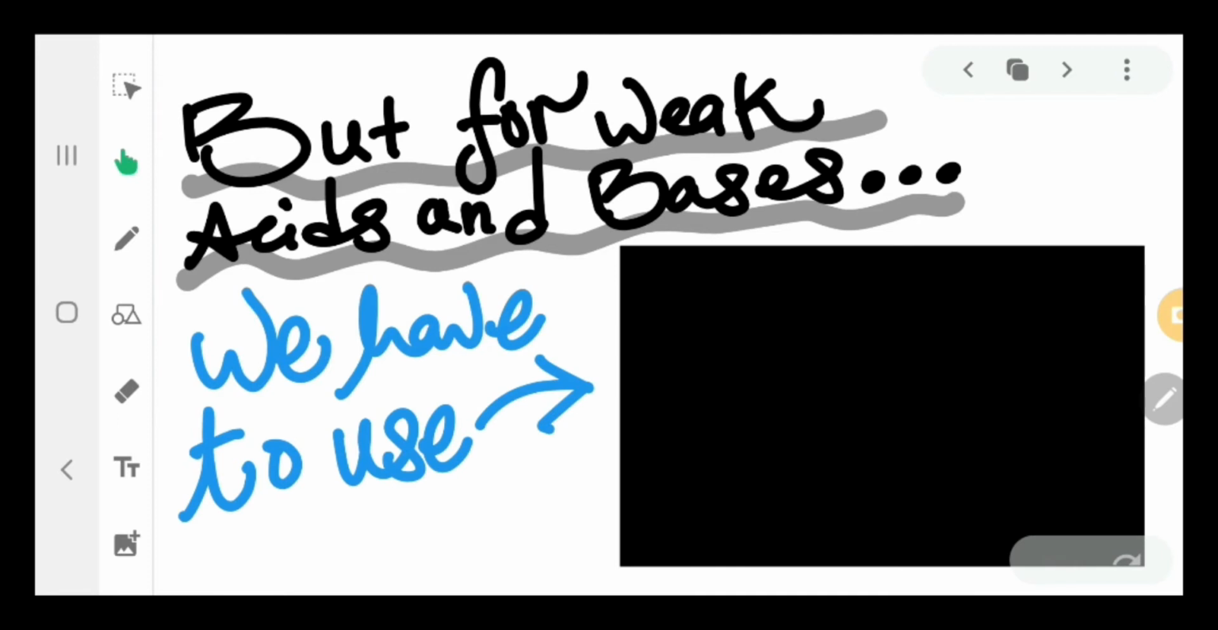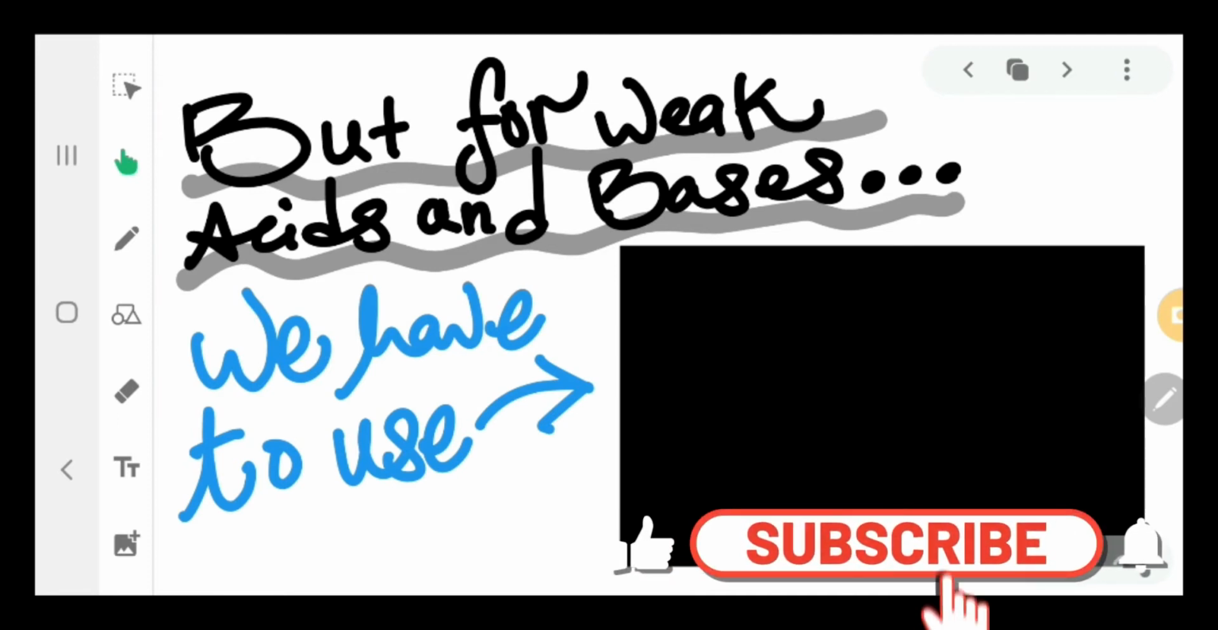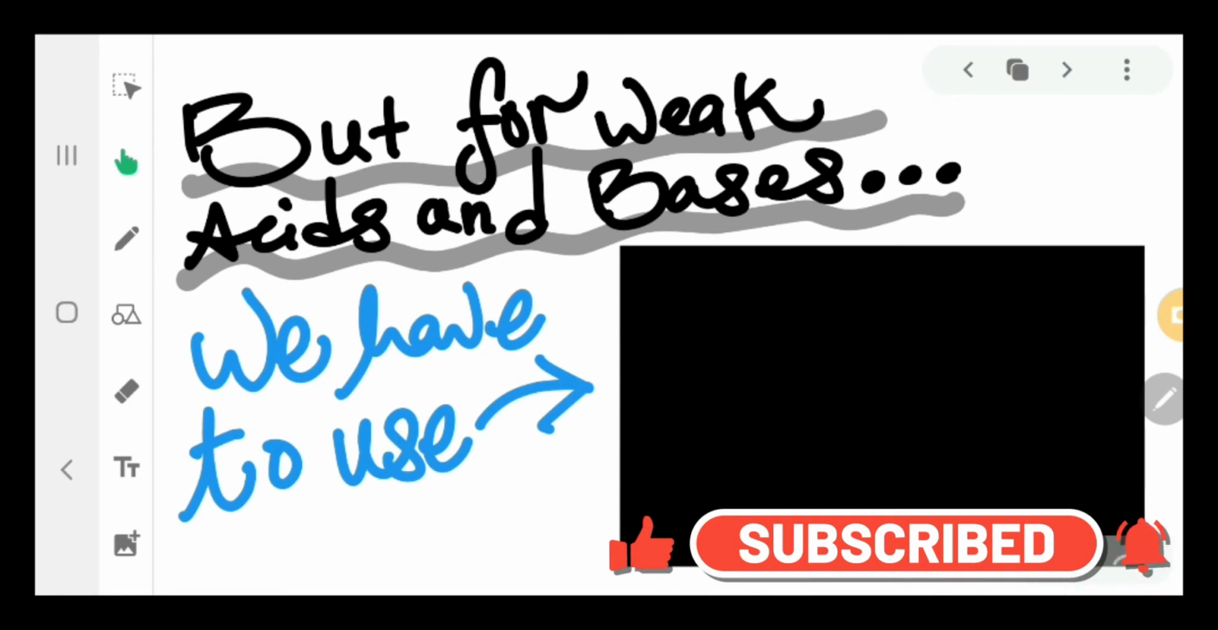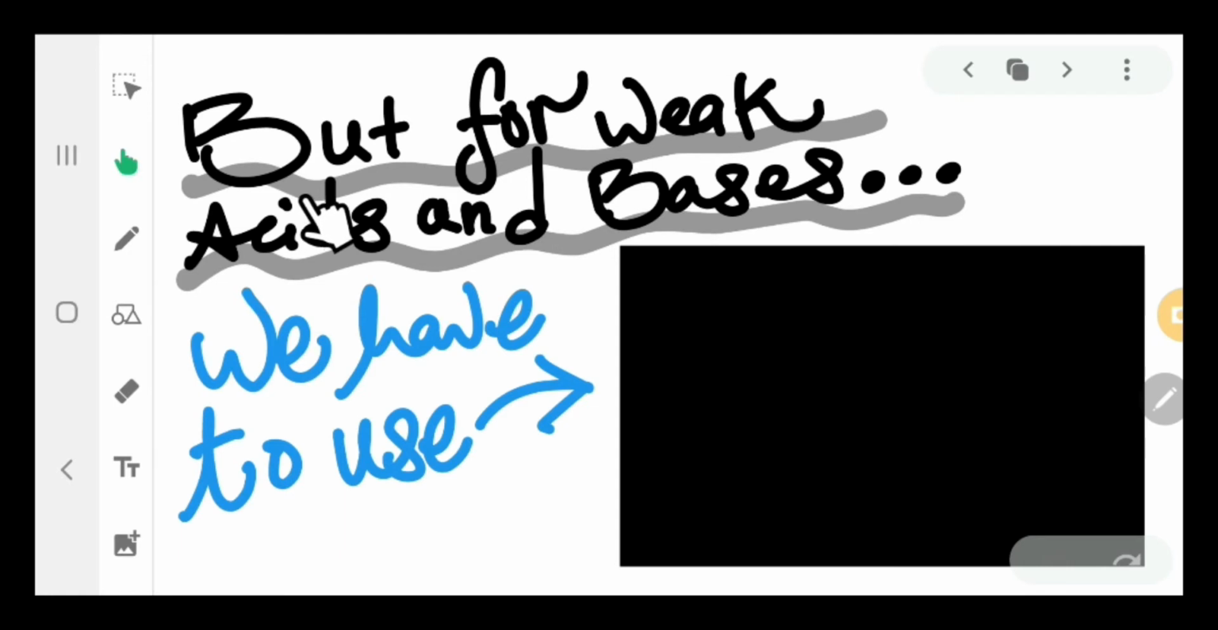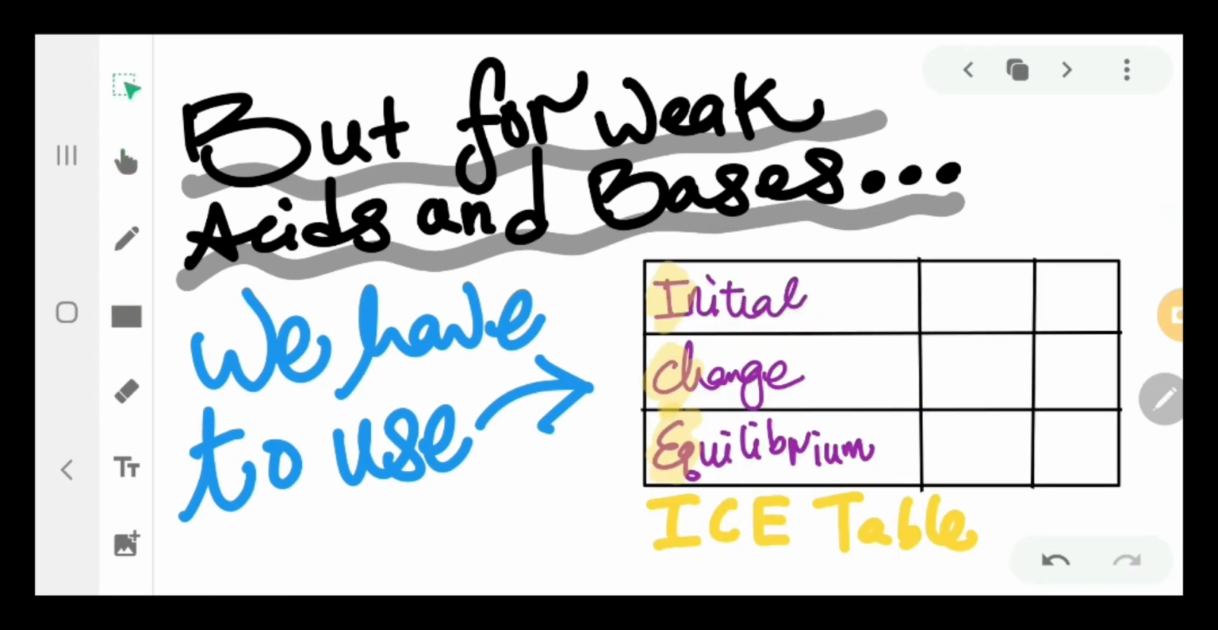But for weak acids and bases, it's not going to be as straightforward as solving strong acids and strong bases. To solve problems regarding weak acids and bases, we have to use the ICE table. This is an approach that we have looked into when we learned about chemical equilibrium. So you can guess that for weak acids and bases, we're dealing with something at equilibrium.